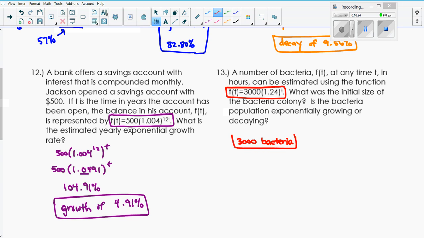Okay, so that answers the first part. Is the bacteria population exponential, growing or decaying? This is over 100%. That represents 124%. Sometimes writing that out helps. That means that there is a growth of 24%. So actually no algebra or anything, calculator that we had to use, just had to basically dissect the equation.